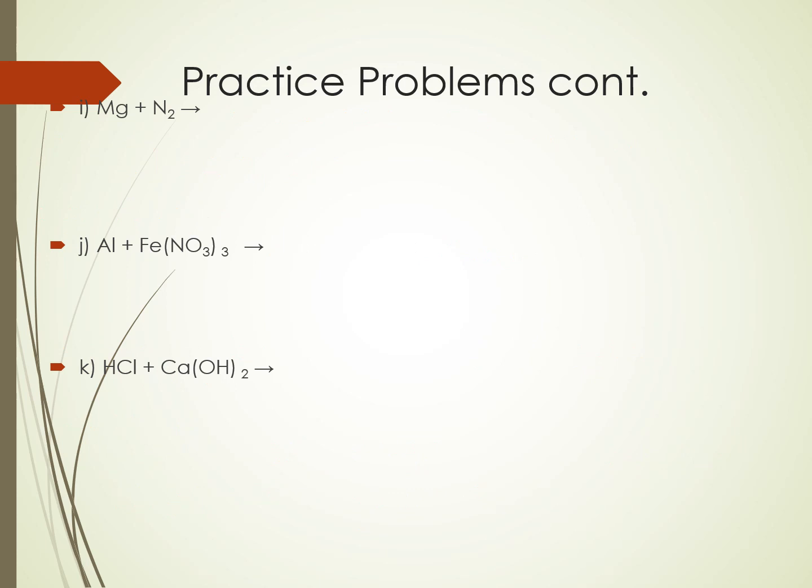Okay, so this is our last set of practice problems here. So I have an element magnesium plus an element nitrogen. So I know this would represent a synthesis reaction. So I know that element A plus element B forms a compound AB. So determine what the formula of that compound will be.